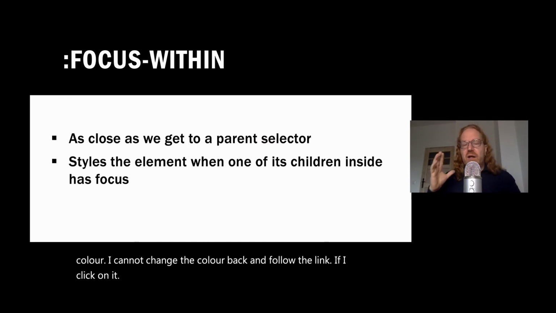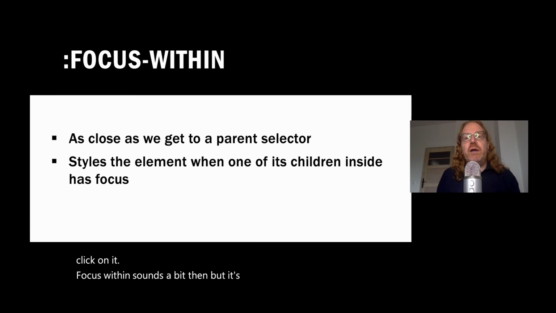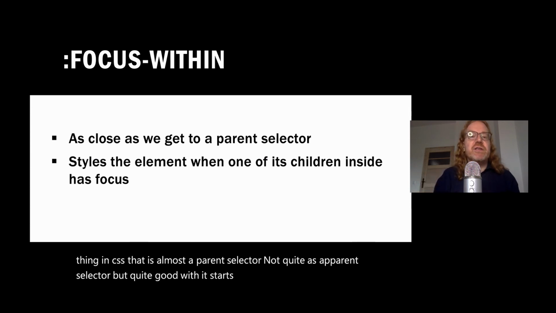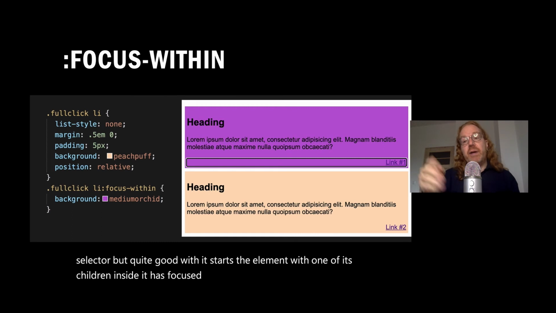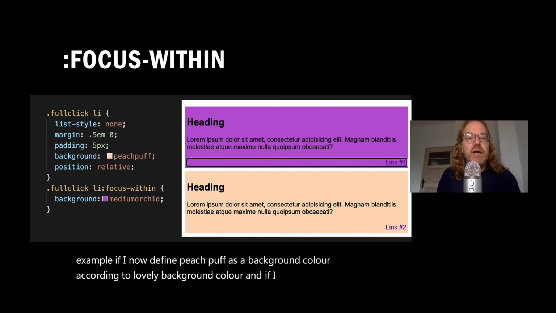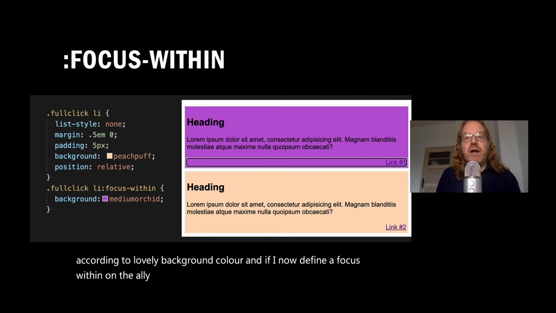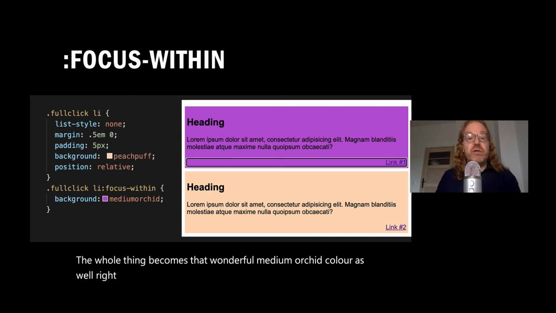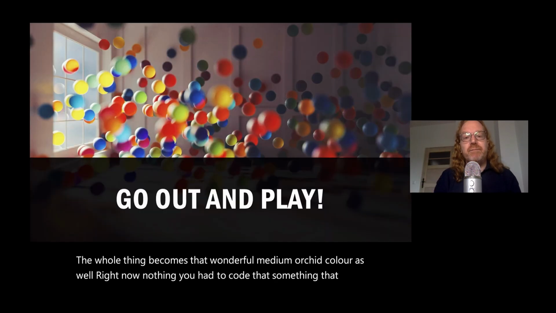Focus within sounds a bit zen, but it's actually a pretty good new thing in CSS that is almost like a parent selector, not quite a parent selector, but quite good with it. It styles the element when one of its children inside it has focus. So in this case, if we go back to that example, if I now define the peach puff as a background color, because it's a lovely background color, and if I now define a focus within on the li, to change the background of the li when somebody focuses with a keyboard on the link or clicks on the link, then actually the whole thing becomes that wonderful medium orchid color as well right now. Nothing you had to code, that's something that CSS does for you now as well.